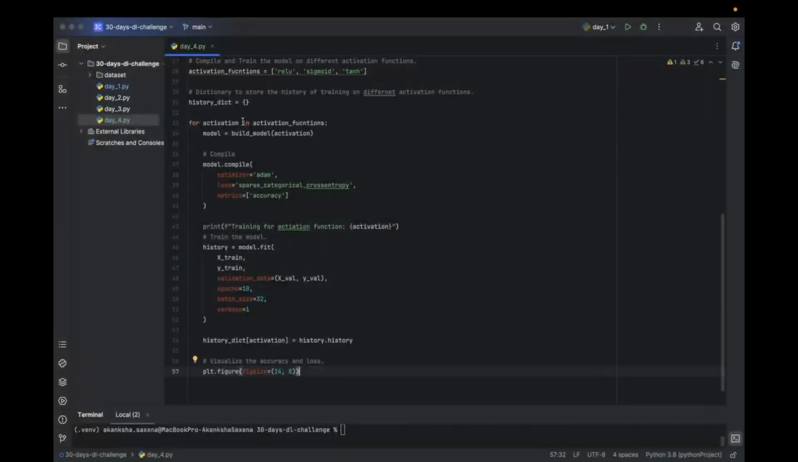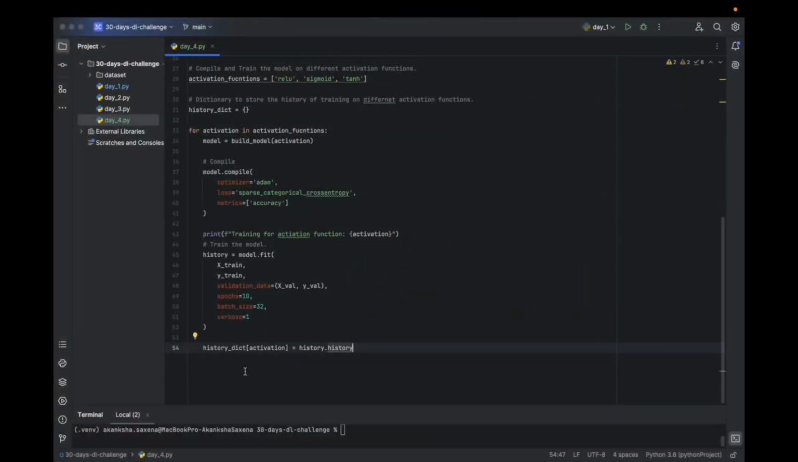We could have done that here also, right? But let's not see the map after each, for each activation function. Instead, we can see everything together. Once this training is done, then we will move to the graph.